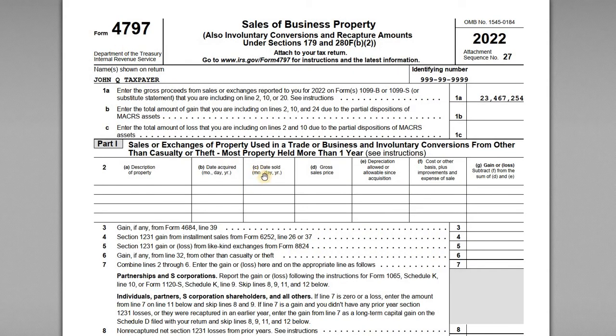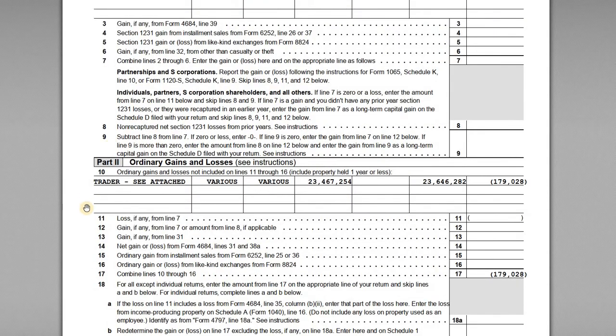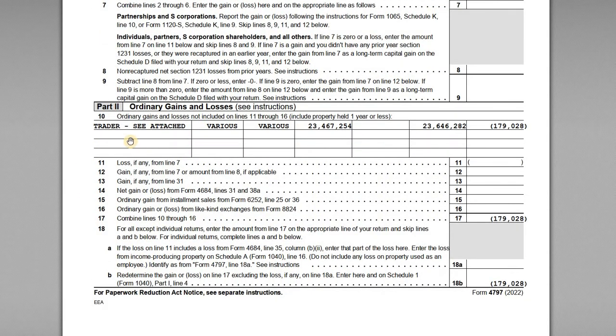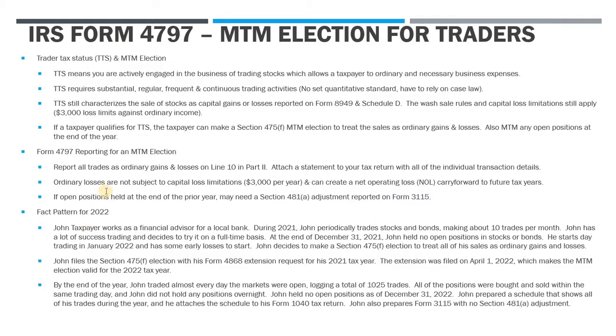So if I have a quick look at the 4797 here, we're talking about this part. So Part 2, ordinary gains and losses, this is where you would report those trading gains and losses from the sale of your stocks. Okay, they don't get reported on the 8949 anymore. All right, now, again, the appeal here is that if you have a large number of losses, you're not subject to that $3,000 capital loss limitation, right? And so if you have big losses, you can use those losses to offset all your other ordinary income. If you have NOLs, those NOLs can be carried forward, right? So there's a lot of benefits to having this 475F election.